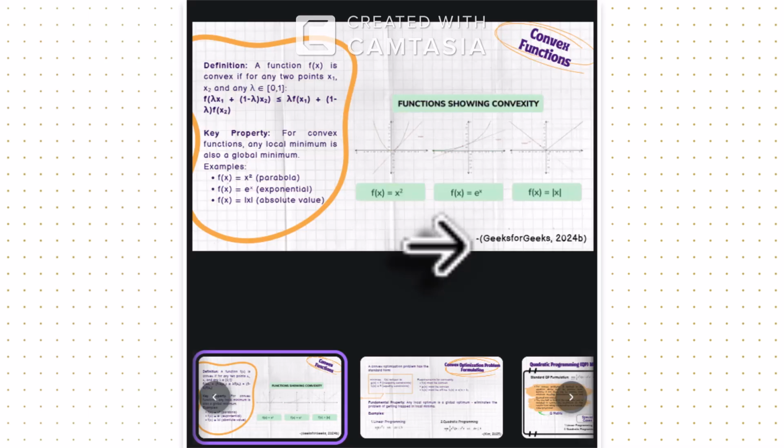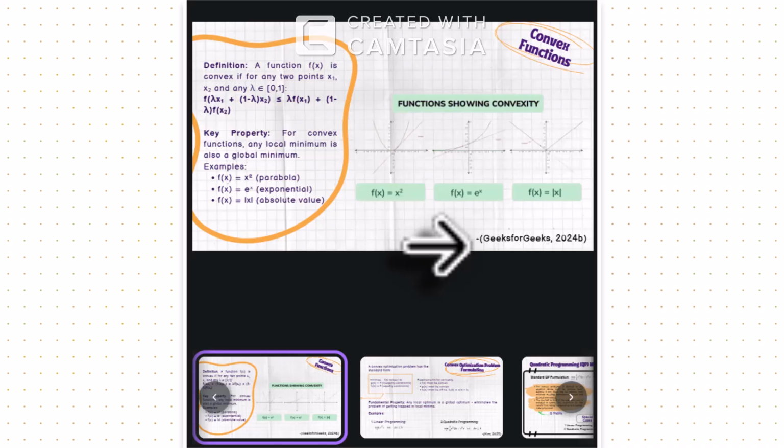Some of the examples of convex functions are the quadratic function f(x) equals x to the power 2. This is the parabola which opens upwards. Exponential functions, f(x) equals e to the power x. It's always convex and keeps rising faster.